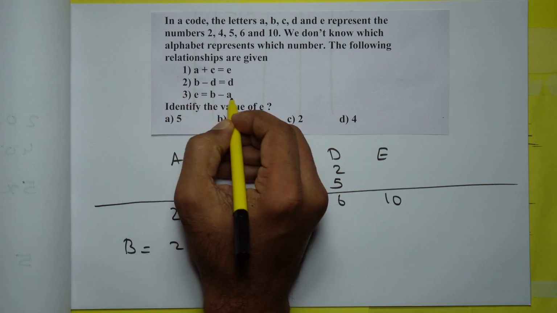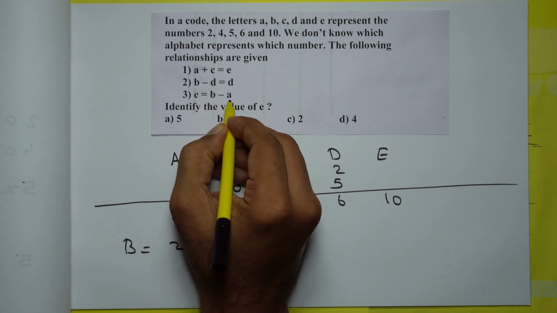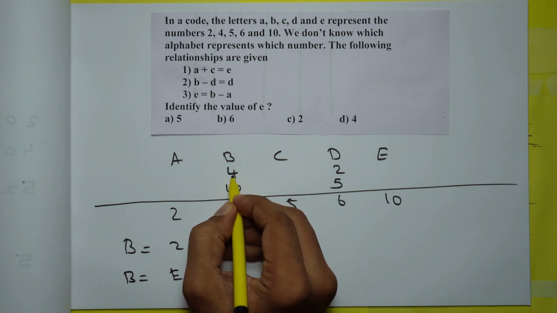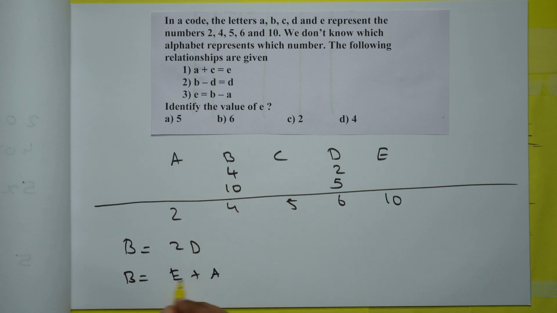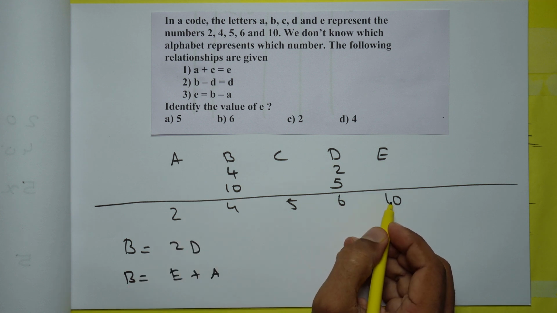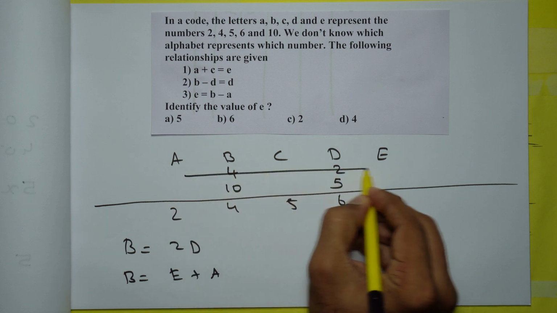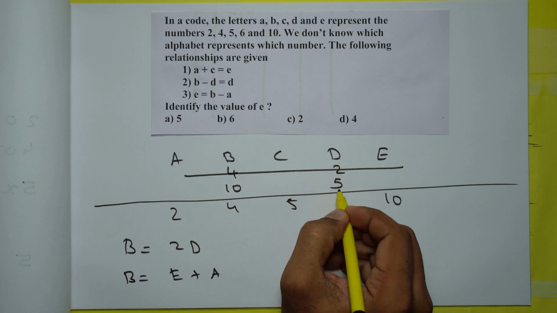Now look at the third relationship. It says that E is equal to B minus A, or you can write B is equal to E plus A. Now if B is 4, then B is equal to E plus A. So if B is 4, we will not be able to find out the values of E and A. The other values it will not satisfy. So B cannot be 4. So 4 and 2 is not possible. So the only way out is that B has to be 10 and D has to be 5.